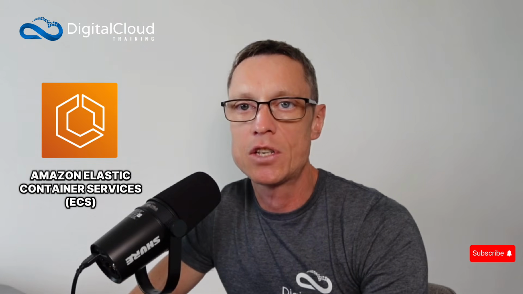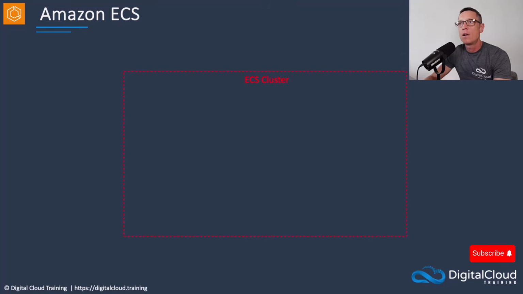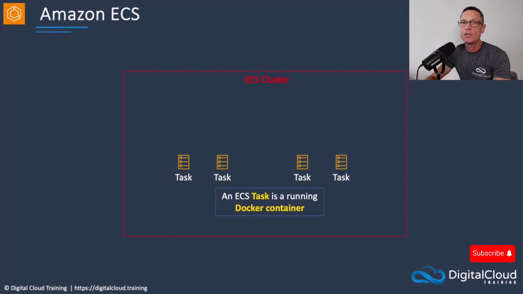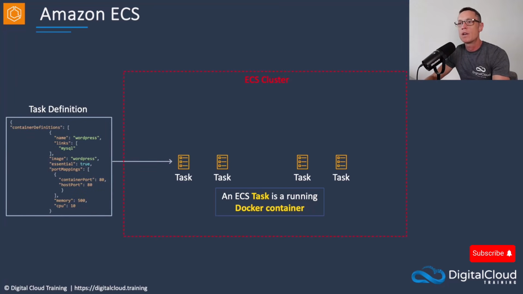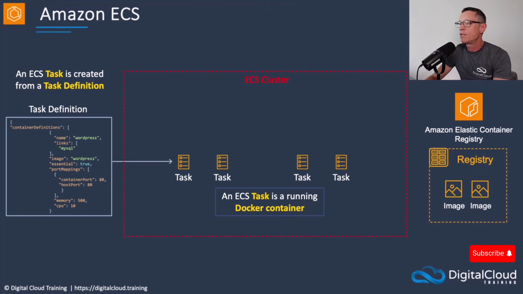So next up, I want to cover Amazon Elastic Container Service, ECS. So this is where you can run Docker containers on AWS. With ECS, we create a cluster, then we create tasks. Tasks are essentially running Docker containers, so just slightly different terminology on AWS. And we create those containers, those tasks, from a task definition, which is where we specify the settings for the container. Then we can also store images in the Elastic Container Registry. So that's another service AWS provides for private repositories for storing your Docker images, or you can pull straight from Docker Hub.